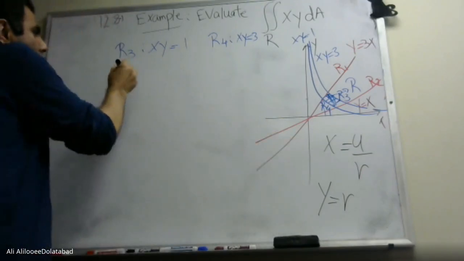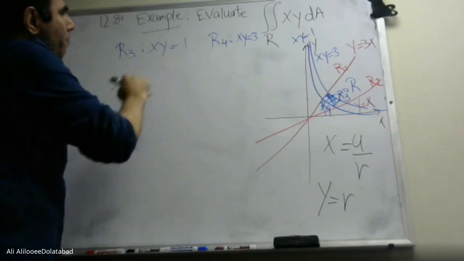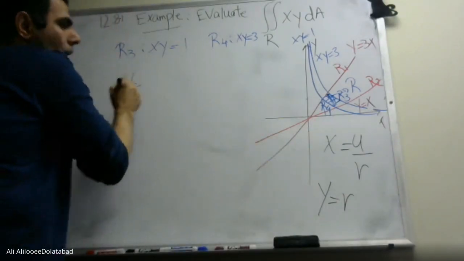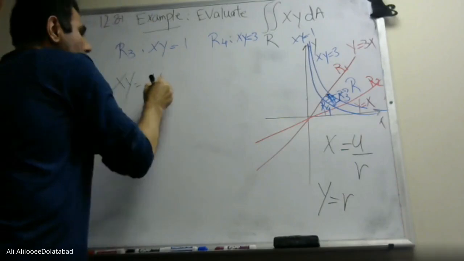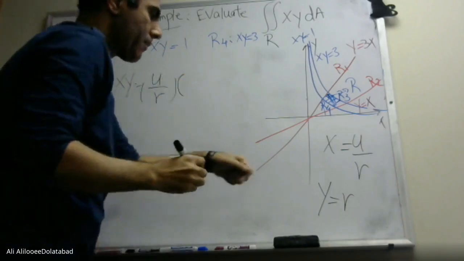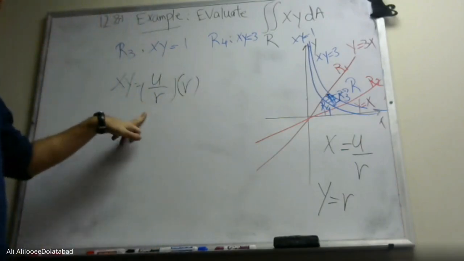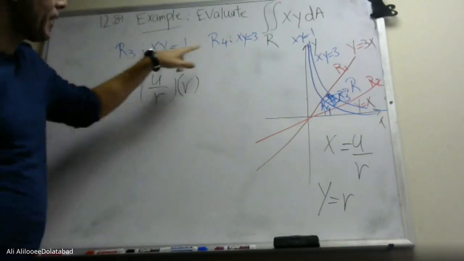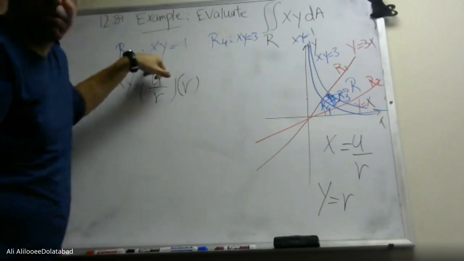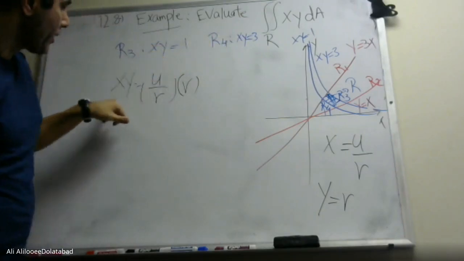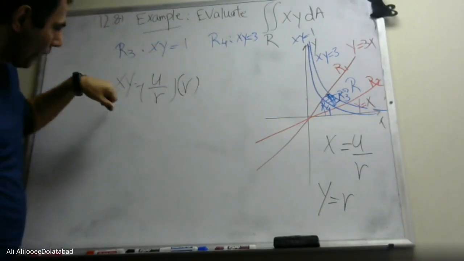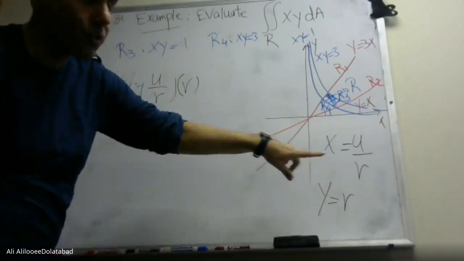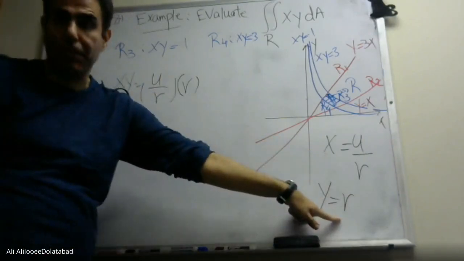Let's see, in R3 and R4 you have x times y. Then I will multiply x by y. x is u over v, times v, right? Because x is u over v, y is v, and you are multiplying them. Because here in R3 and R4 you have the multiplication of x by y, I will replace x by this function in terms of u and v, and y by this function in terms of v, okay?